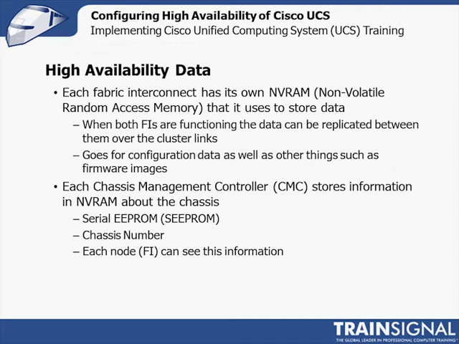Now, each chassis management controller, CMC, which is the management functionality that lives in a chassis, stores information in NVRAM about the chassis. It has a serial EEPROM, a chassis number, and each fabric interconnect sees this information. So when you bring up a chassis, the first one you bring up is 1, the second one is 2, the third one is 3, and that gets written to this EEPROM. So if you disconnect it and reconnect it, it will come back as the same chassis. We'll talk more about this EEPROM in a minute, but it is viewable by the fabric interconnect, readable and writable, to store information about that chassis.